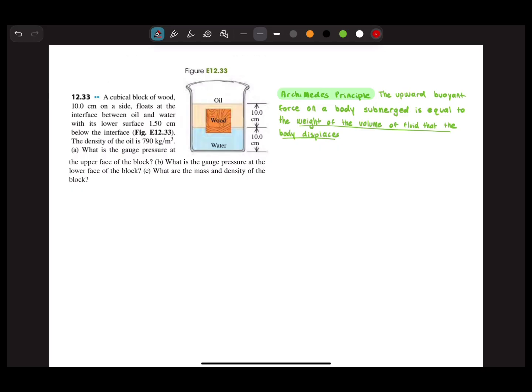A cubical block of wood 10 centimeters on a side floats at the interface between oil and water with its lower surface 1.5 centimeters below the interface. The density of oil is 790 kilograms per meter cubed. A, what is the gauge pressure at the upper face of the block?